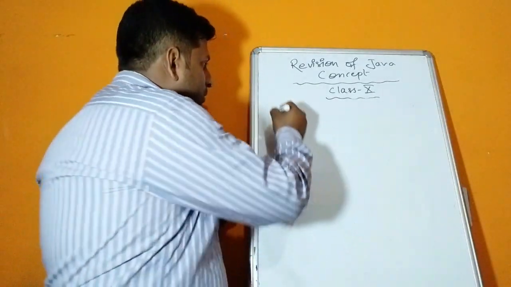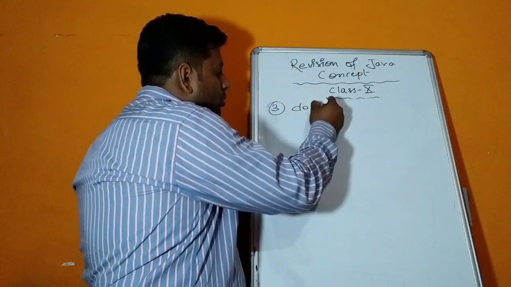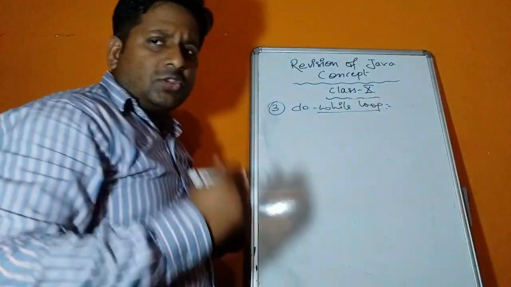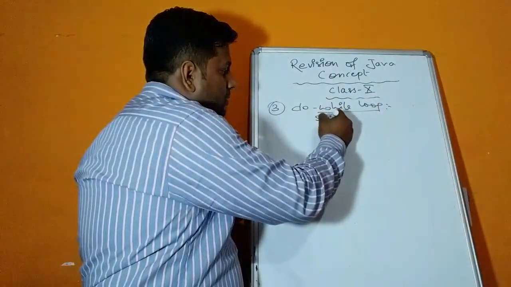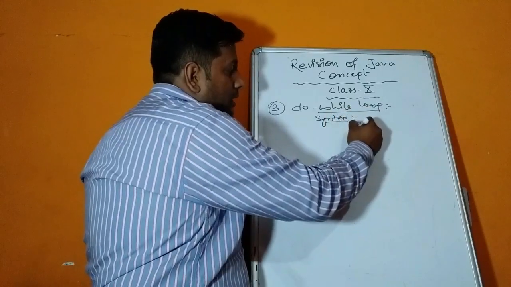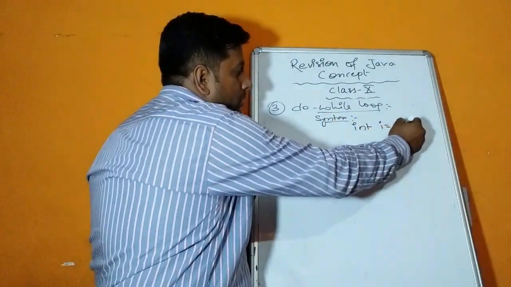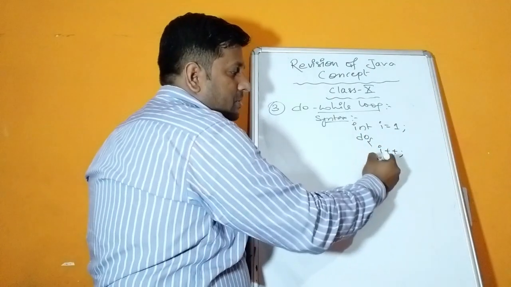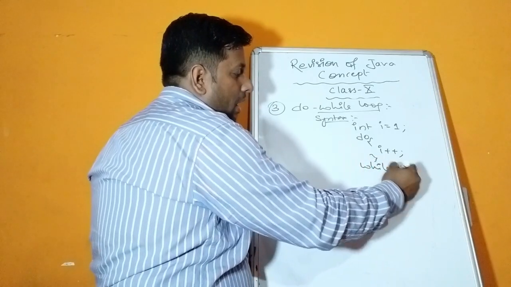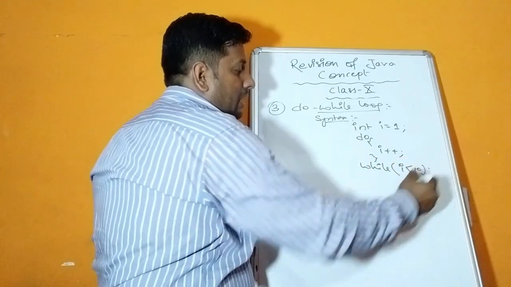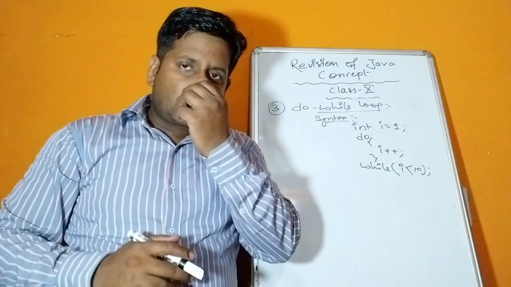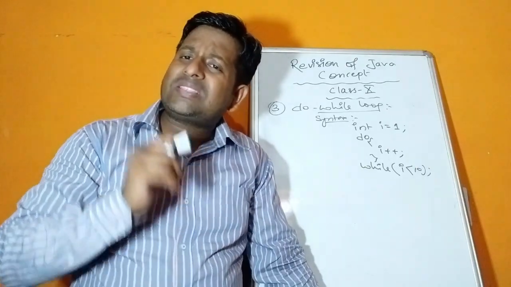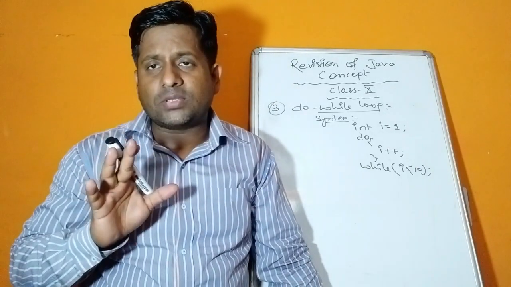After while, the third one we have is a do while loop. Do while loop, just opposite of while loop. The syntax is first of all initialization, then do, then increment, that is number of steps, then while i less than 10, the condition, and semicolon. So children, if while loop is known as entry control loop, then do while is known as exit control loop. Okay, this is the difference.